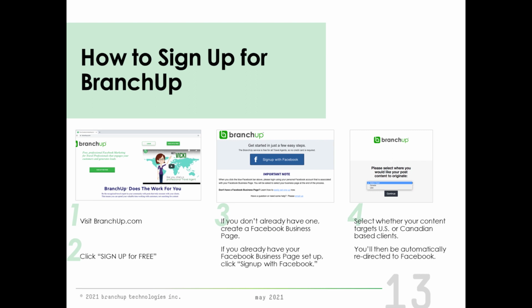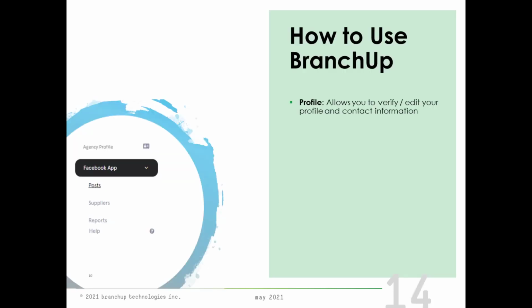So how to sign up for BranchUp? Drop dead easy. First, you go to BranchUp.com. It's our website, and you can see there's a little video on the front. Vicky is our mascot. She'll give you a quick 1.5-minute video on what we're about as well. Then you click on sign up for free, and it'll take you to your Facebook login. You sign up there, and then you select English, French, Canada, US, Mexico now, one of our new markets, and you continue on.